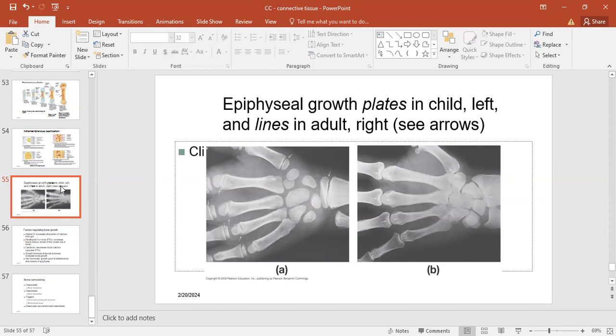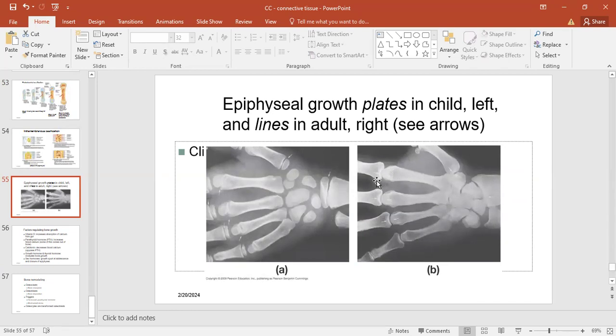This one on A is a child. This one is an adult. If you look at this adult, you are not going to see an epiphyseal growth plate. You only see a line where the growth plate was. So we said that all these bones, the bones of the wrist, the phalanges, are long bones because why? They have epiphyses and diaphysis.